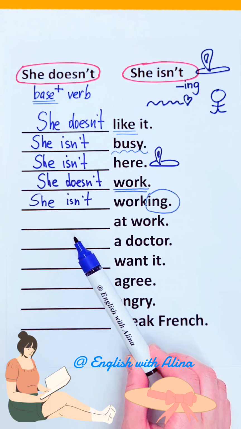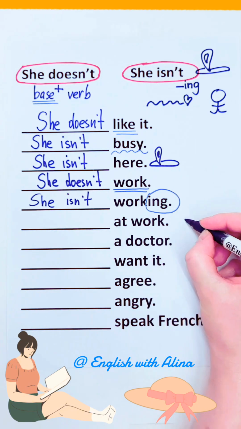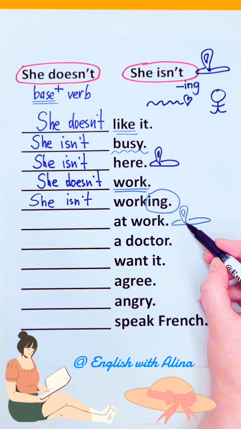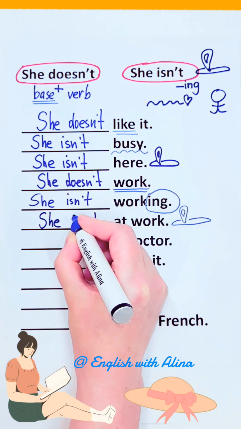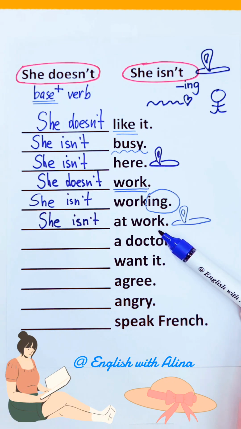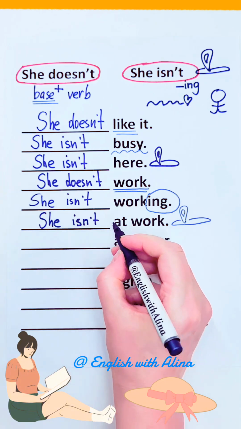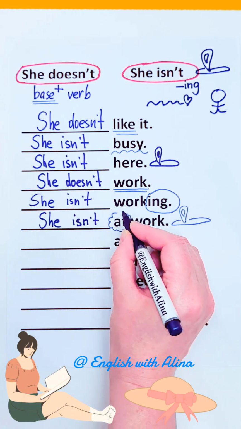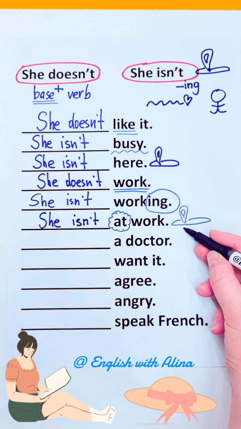Blank, at work. At work is a place, location. She isn't. She isn't at work. Here, work is a noun. It means a place. And here, work is a base verb. Why? We have the word at. That's a preposition. At goes before work. That's why work is no longer a verb.